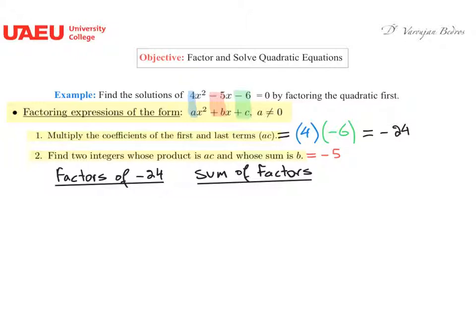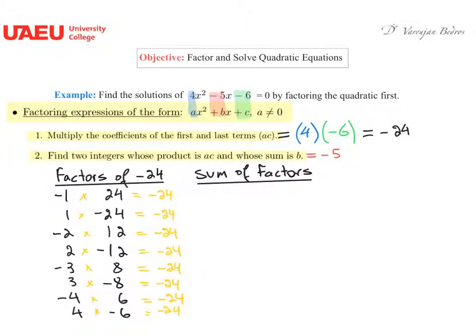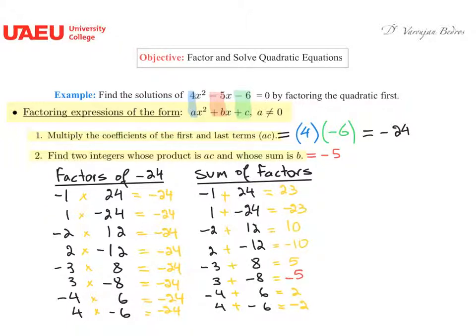We will list pairs of factors that give us the product negative 24, and then add these pairs to see which one of them gives us the sum negative 5. Before we continue, it would be a good idea for you to stop the video and go through the list yourself.